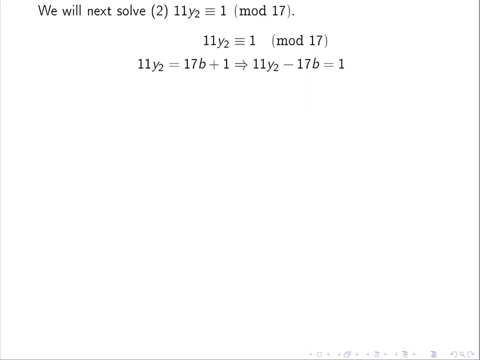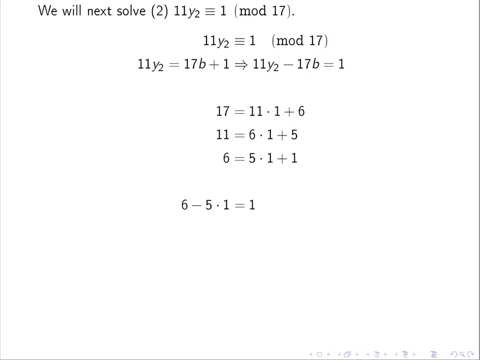And I can solve this using Euclid's algorithm. Again, go ahead and pause the video and use Euclid's algorithm. Now, if you did Euclid's algorithm, you probably noticed it looked a lot like the other one with one extra step. Because you start with 17 equals 11 times 1 plus 6. But the very next step and the very next step are identical to the previous Euclid's algorithm.